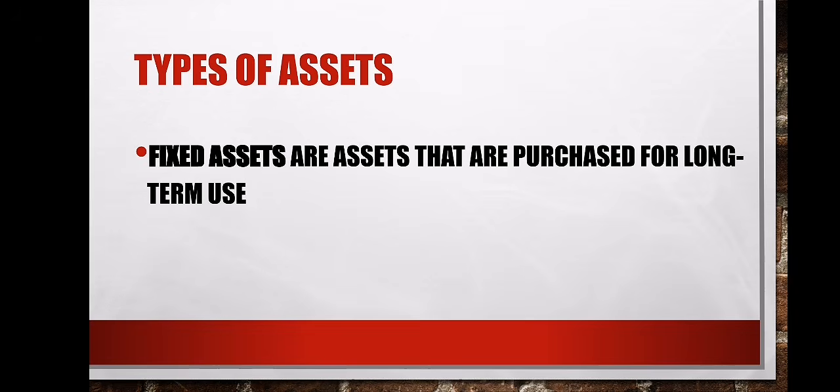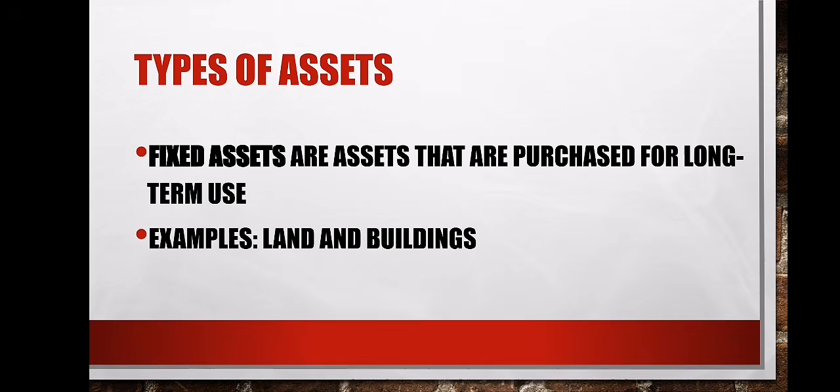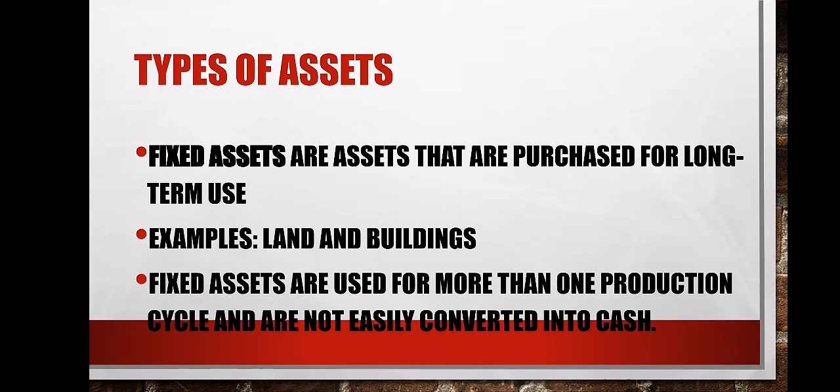These are assets that are purchased for long-term use. Some of the examples, you can think about land, you can think about buildings. And these assets are used for more than one production cycle or one production period, and they are not easily converted into cash. One thing that I want you to understand here, if you look at the examples of these assets, they are almost the same as the examples of the types of capital.